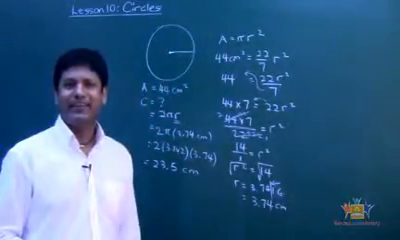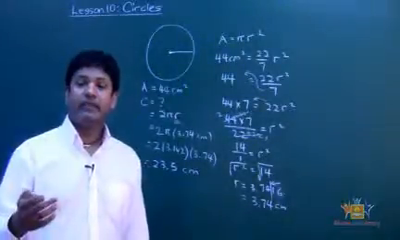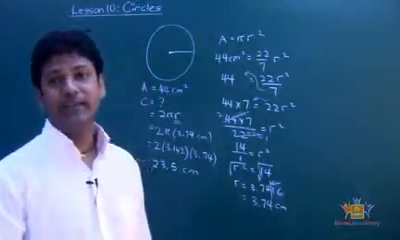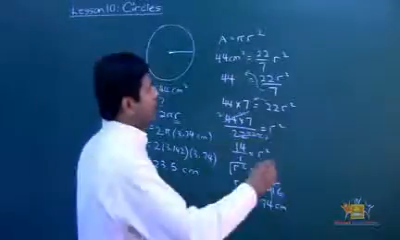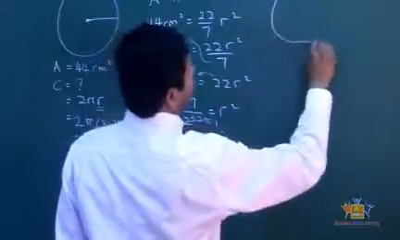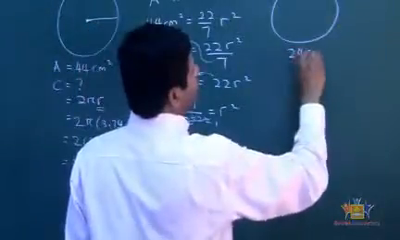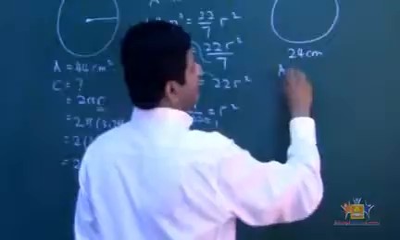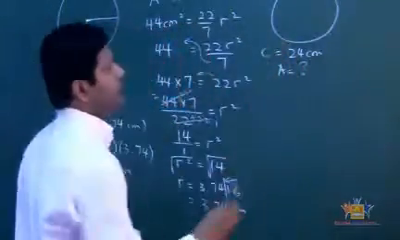Pretty easy, isn't it? Now, let's say for example, if Mr. Mac gives you a circumference and then asks you to find the area, how do you do that? Let's say Mr. Mac gives you a circle right here. I told you the circumference of this circle is 24 centimeters, and I want to find the area of that circle.